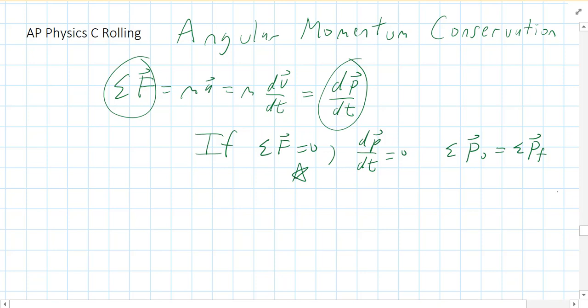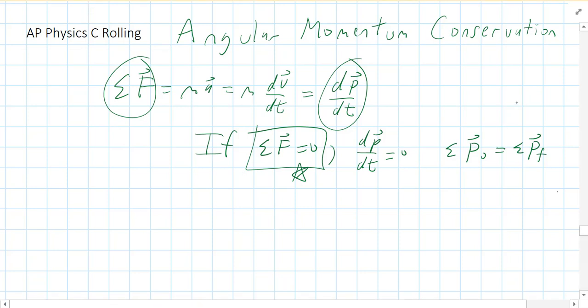If two objects are interacting, if cart A hits cart B, then cart B is going to hit back on cart A the same amount. And therefore, the net force on that two-cart system is 0. Therefore, the momentum of the two-cart system will be conserved, even though the momentum of each individual cart changes.